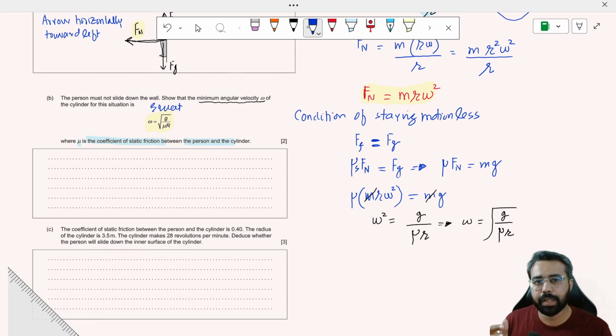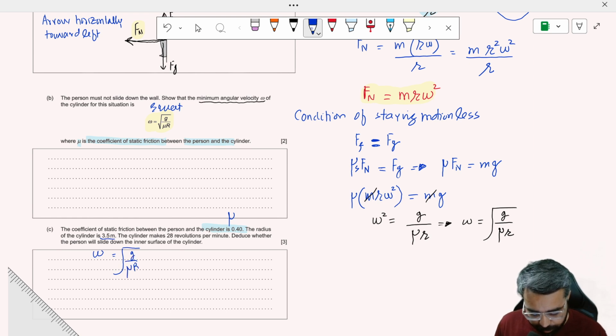So this is the minimum angular speed. Angular speed means how many rotations the cylinder completes per unit time. In the next question, you see 28 revolutions per minute, so you can find the angular velocity. Let's calculate it using this data. This is the coefficient of static friction, mu, and this is the radius of the cylinder. First, let's calculate the minimum angular velocity required, g over mu r.